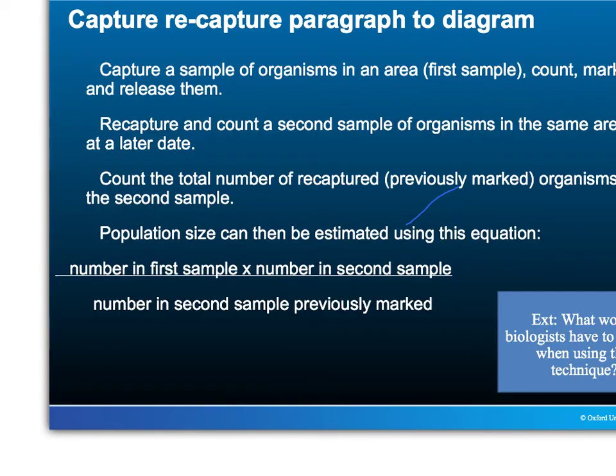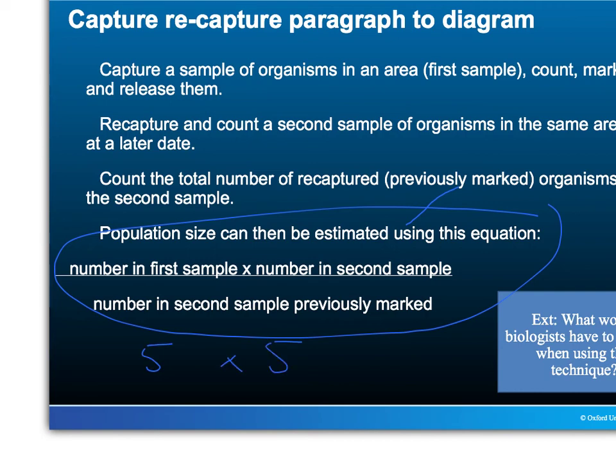Now, the population size can then be estimated using this equation here. So we've got the number in the first sample times the number in the second sample divided by the number in the second sample previously marked. So the number in the first sample, we took 5 individuals. The second sample, we had 5. In the second sample, we had 3 that were previously marked. That will give us 5 times 5, which is 25, divided by 3, which gives us 8.33, 3 recurring.